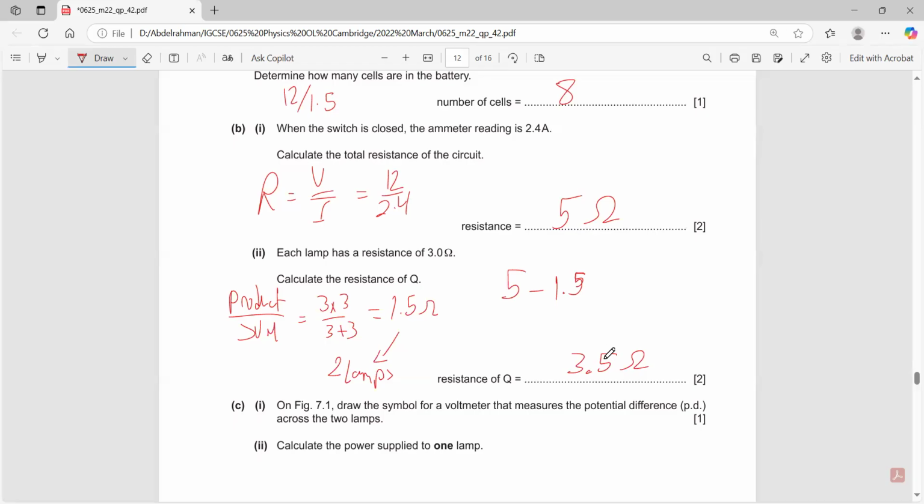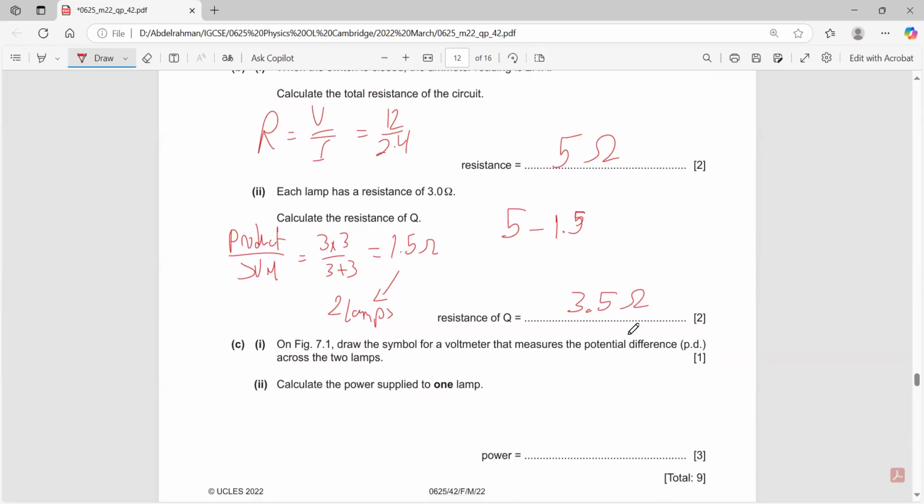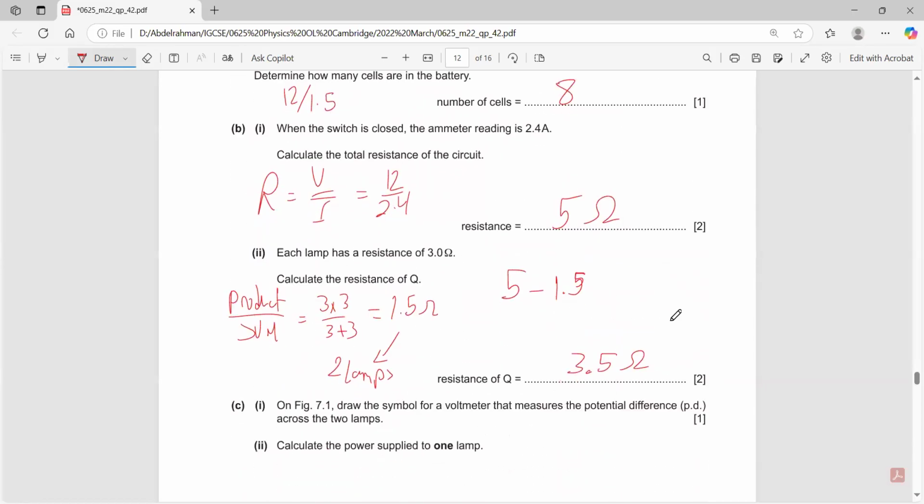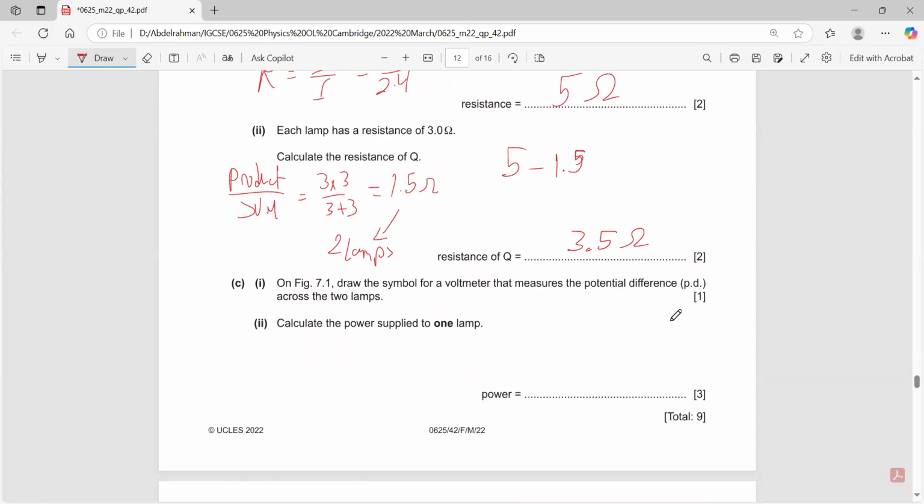On figure 7.1, draw the symbol for a voltmeter that measures the potential difference across the two lamps. Can I draw a voltmeter? Yes, I can draw a voltmeter across the two lamps this way. Piece of cake.